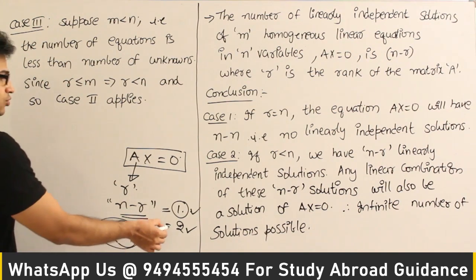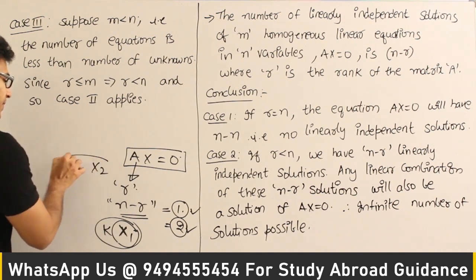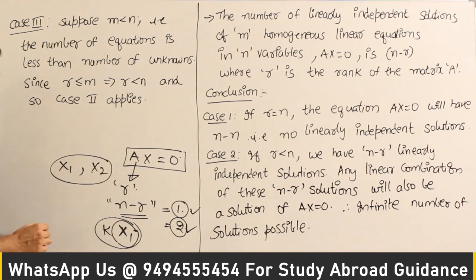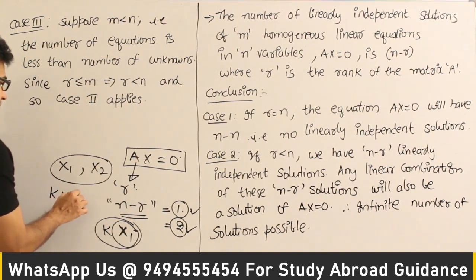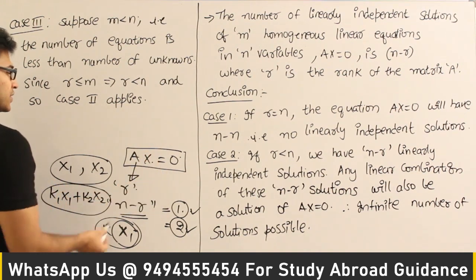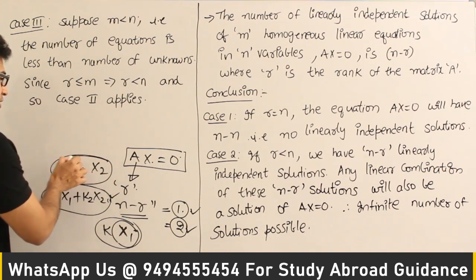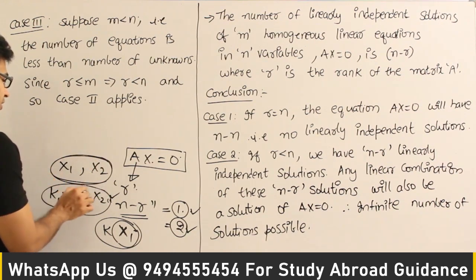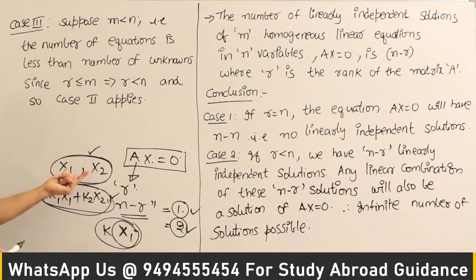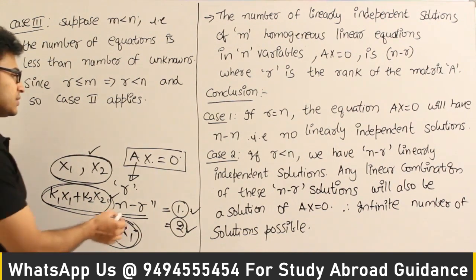If you have two solutions, let's say x1 is a solution and x2 is a solution, then any combination of these two is again going to be a solution to AX equal to 0, which means k1 into x1 plus k2 into x2 for any values of k1 and k2 is again going to be a solution. Therefore, we again have an infinite number of solutions, out of which two are linearly independent and all the remaining are linearly dependent, and this is called the fundamental solution set.